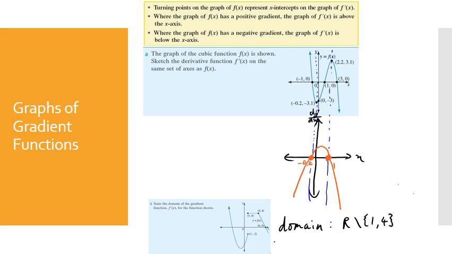If you like, the other notation is negative infinity up to 1, and we're not including 1, so make sure you use circular brackets, and then 1 up to 4, and then 4 to infinity.